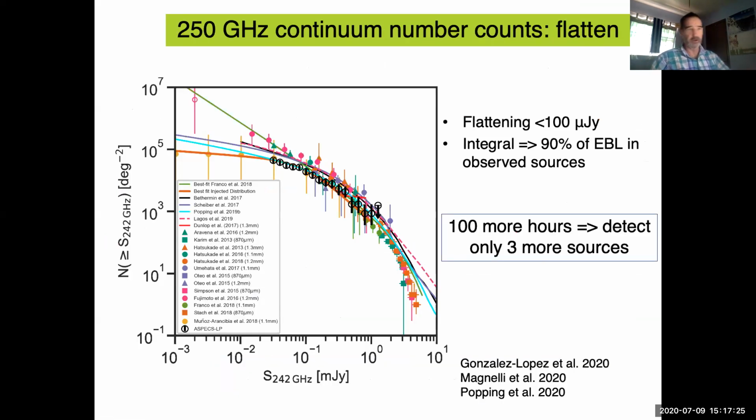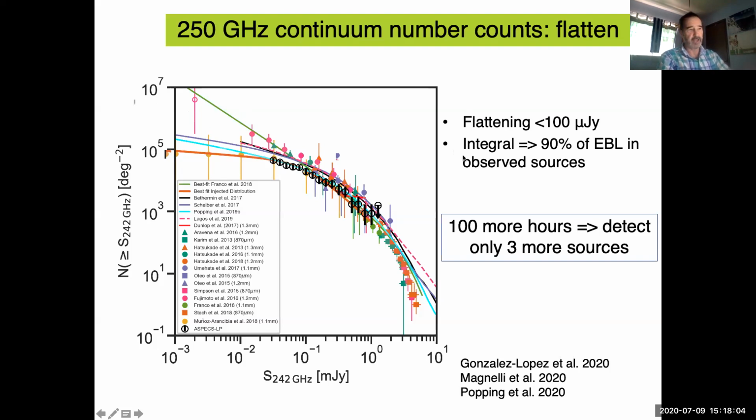You can do the same thing in the millimeter continuum. I show here the number counts, number versus flux density at 242 gigahertz. Black symbols are the ASPECS data. The colored symbols are other surveys where the data below the flux densities of ASPECS are actually lensing surveys, so small area. And there's been this debate as to whether there's a steep faint end slope or a shallow faint end slope. I think the ASPECS data is showing pretty clearly it's a shallow faint end slope. It's very flat. And indeed, if you integrate this up, you find that 90% of what you might call the extragalactic background light is being detected in the observed sources.